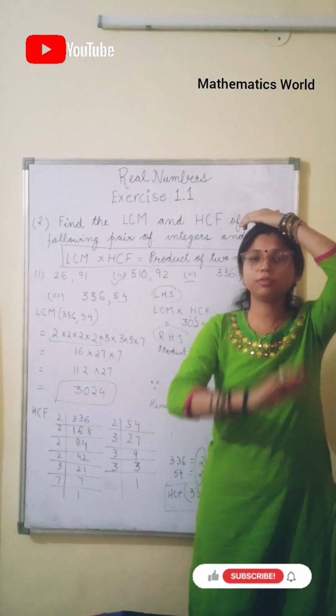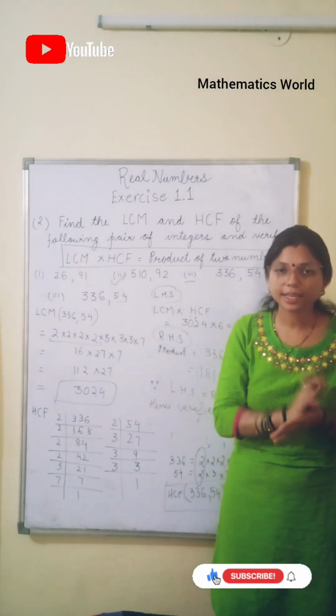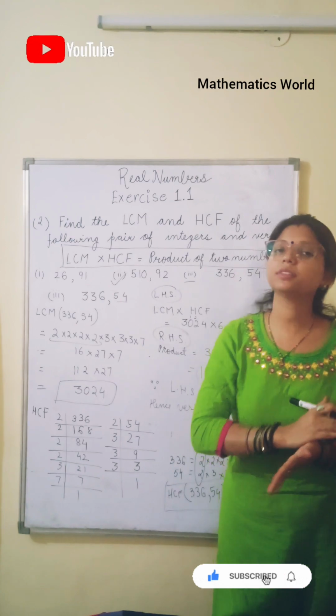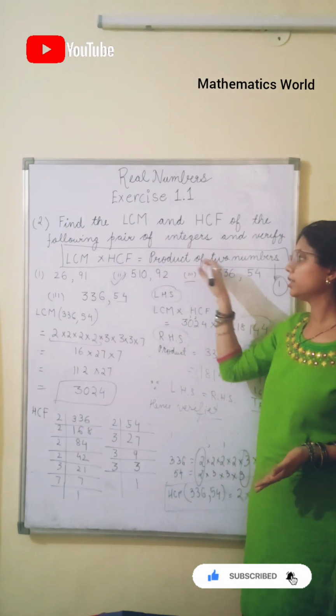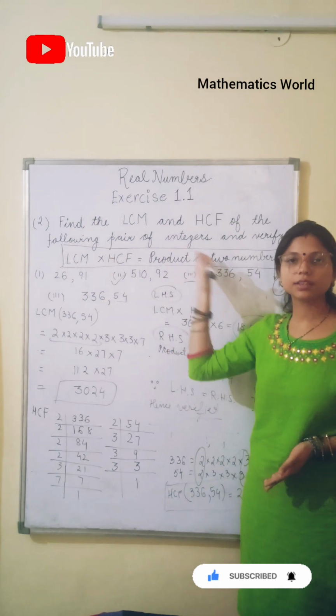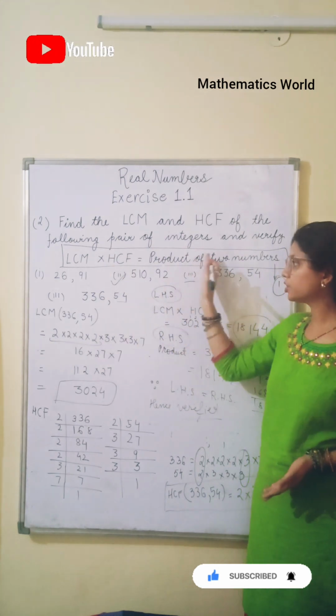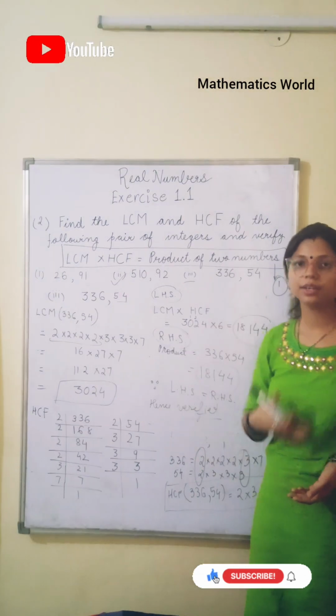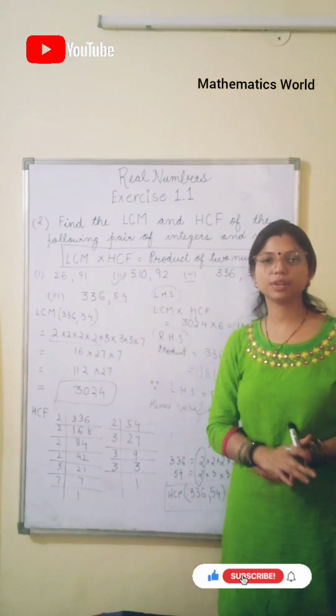So it's very simple. Firstly, find out the HCF of both the numbers, then find out the LCM of both the numbers, and after that substitute the values in this property and check whether your left hand side is equal to right hand side. If it's equal, you will write that this property is verified.